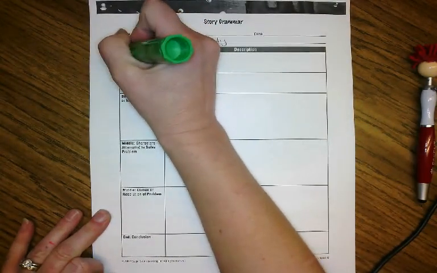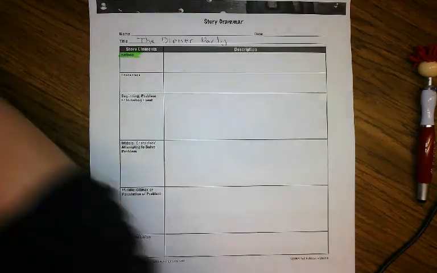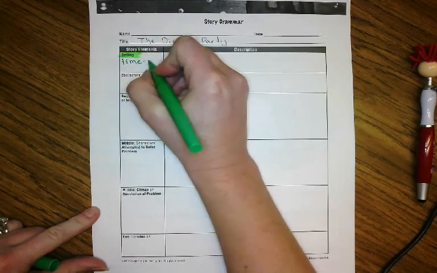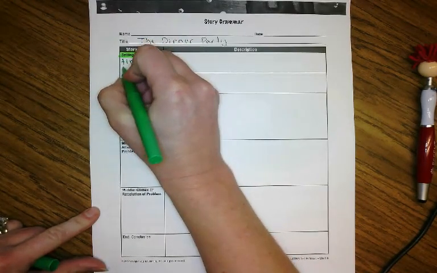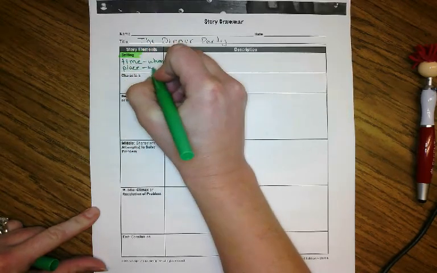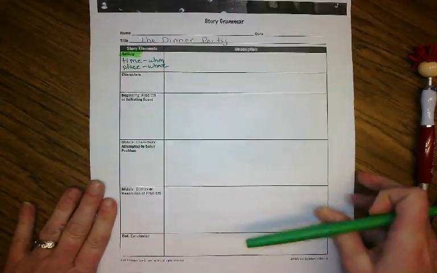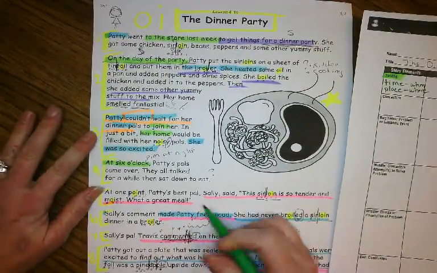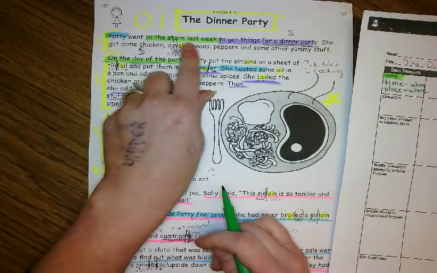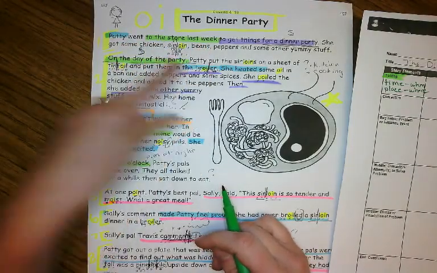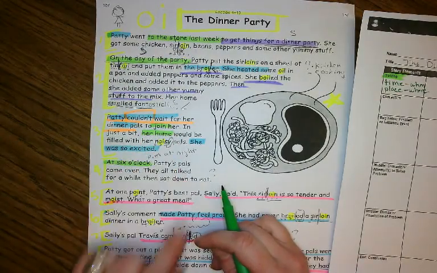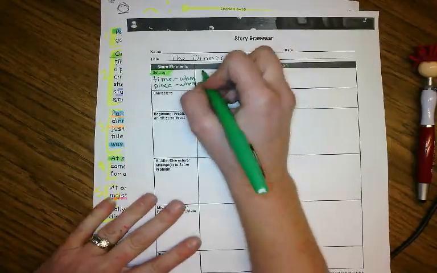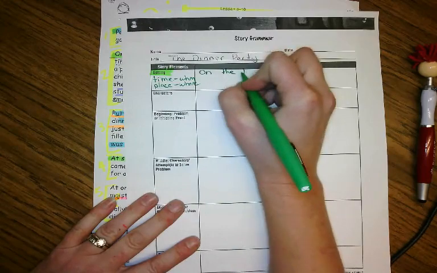We're going to begin by looking at the setting of the story. When we talk about the setting of the story, we're looking for a time, or when, and we're looking for a place, or where the story takes place. And if you look, I've gone through and I've highlighted some clues from the text. In the first paragraph, to the store last week, on the day of the party, to join her at her home at 6 o'clock. So that tells me that the time is on the day of the party.